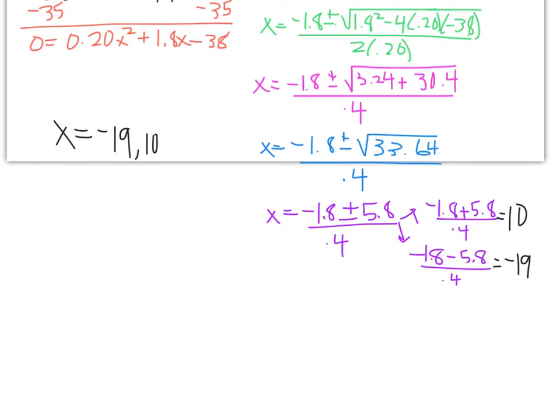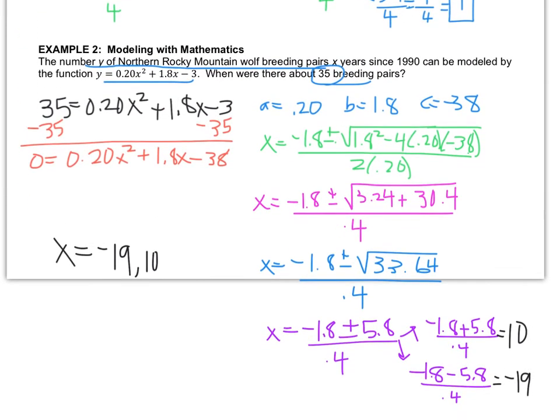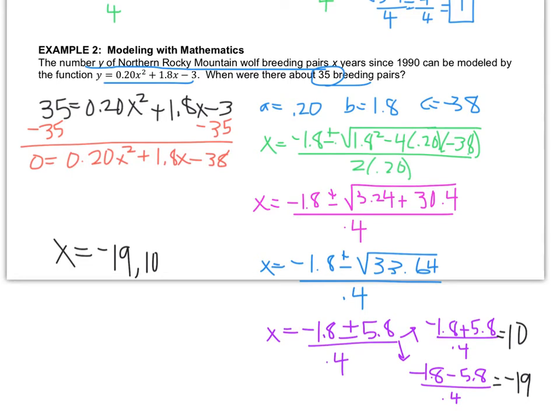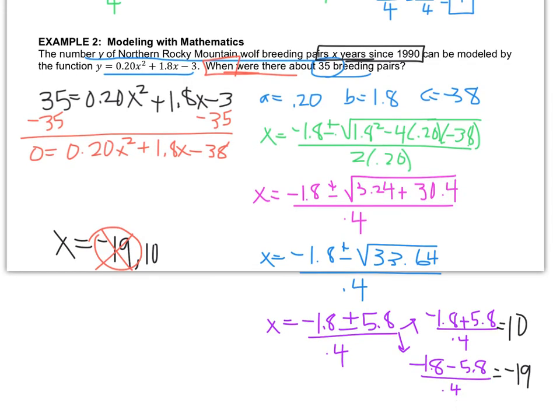Now let me go back up to the story and recall what it was about. X stood for the number of years since 1990. So I can't have negative years, so bye-bye to the negative number, which means that the x value is 10, but that's not the answer because it says what year, when were there 35 breeding pairs. So 10 years since 1990 is going to be 2000. So the answer, long story, is 2000. The year 2000.